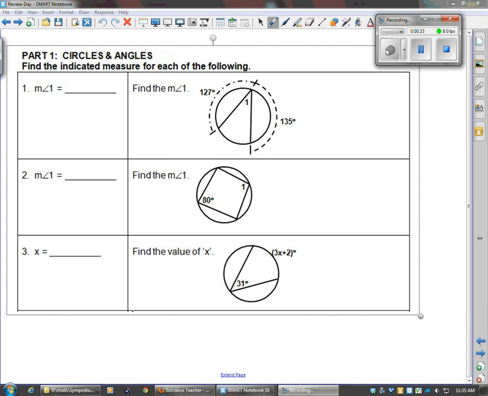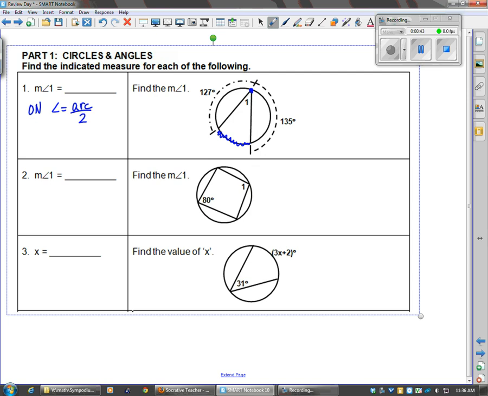Okay, so the essential question is always, where is the vertex? In number 1, the vertex of angle 1 is on the circle. Therefore, the formula is the angle equals the arc divided by 2. In this case, the intercepted arc is something we don't know.